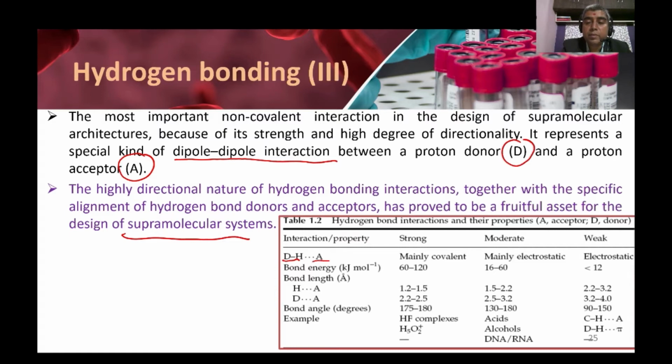Donor hydrogen to acceptor. So this type of hydrogen bond, mostly it is electrostatic or sometimes it is like a covalent bond. The bond energy ranges between 12 to 120 kilojoule per mole, and bond length between hydrogen to acceptor ranges between 1.2 to 3.2 angstrom, and donor to acceptor, it ranges between 2.2 to 4.0 angstrom, and bond angle ranges between 90 to 180 degree.